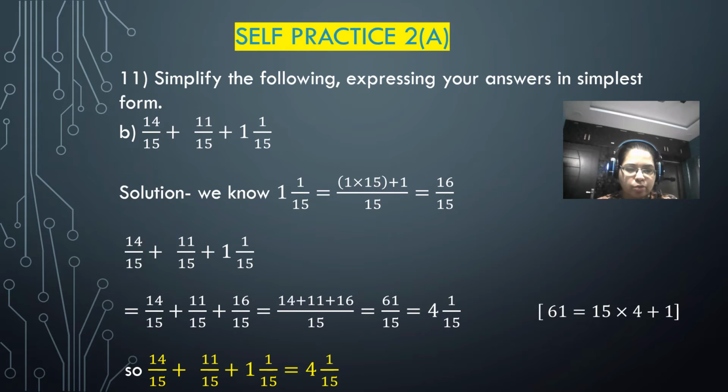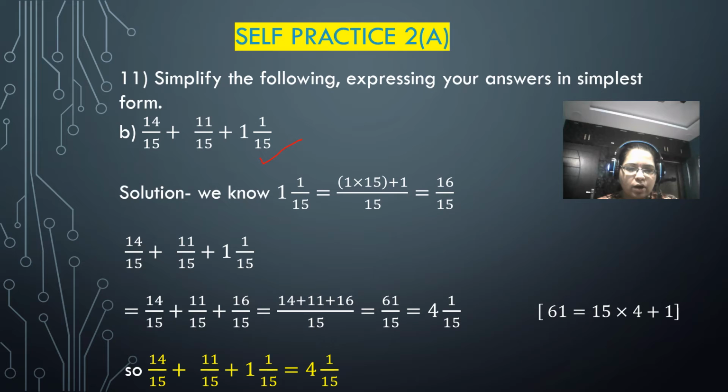Now we will solve question number second bit. Question number second bit is 14 divided by 15 plus 11 divided by 15 plus 1 divided by 15. 1 divided by 15 is a mixed fraction. So first we have to convert this mixed fraction into improper fraction.